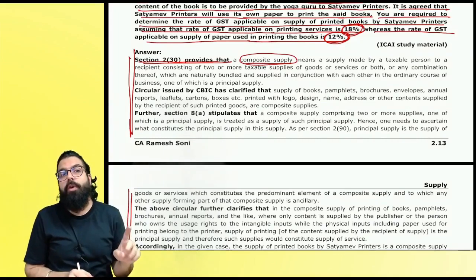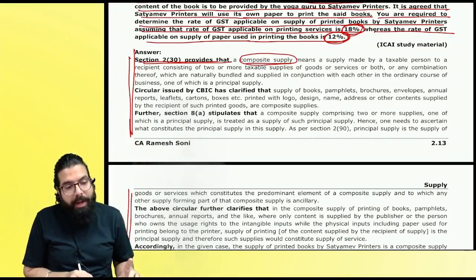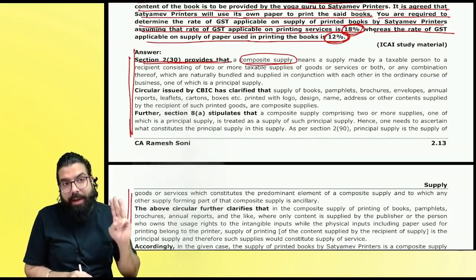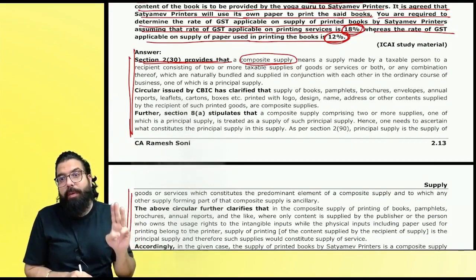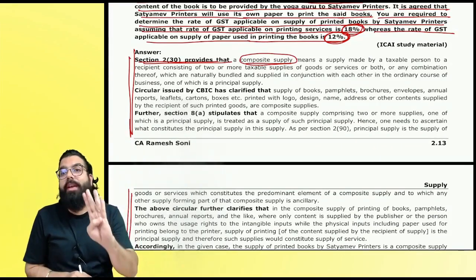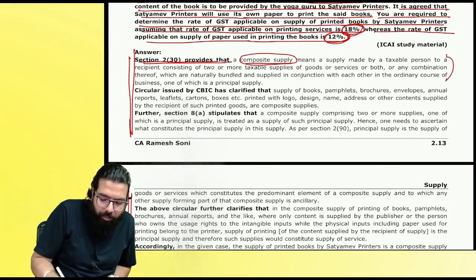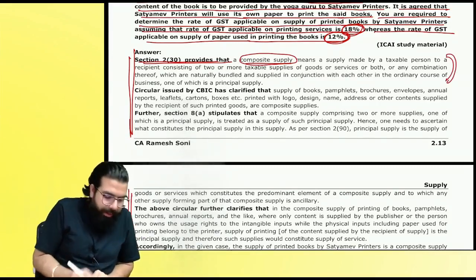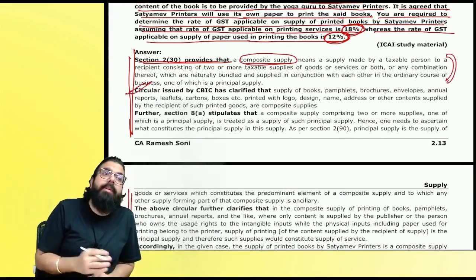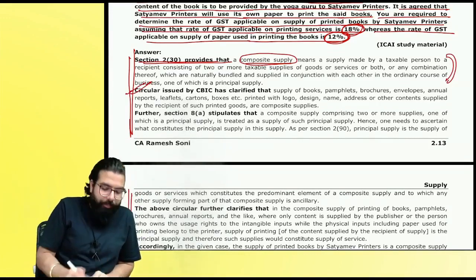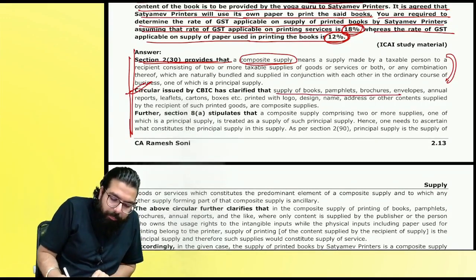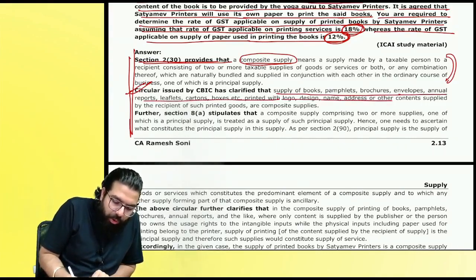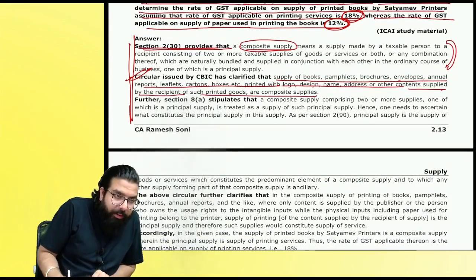Composite supply means two or more taxable supplies, naturally bundled, supplied together in the ordinary course by the supplier, and one is a principal supply. This you have to write. Then you have to write as per the CBIC circular issued: supply of books, pamphlets, brochures, envelopes, etc. with logo design of whom supplied by the recipient are composite supply.